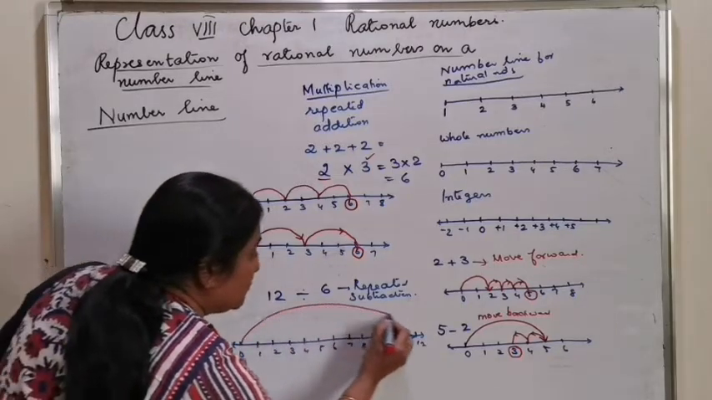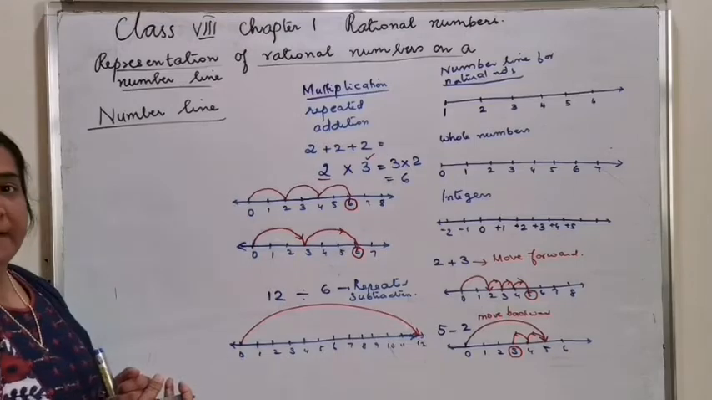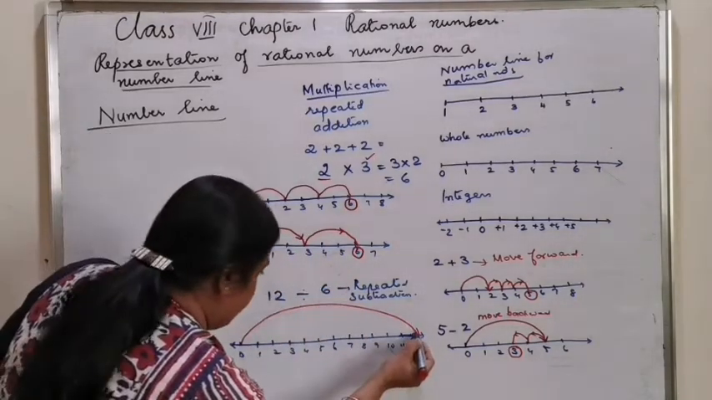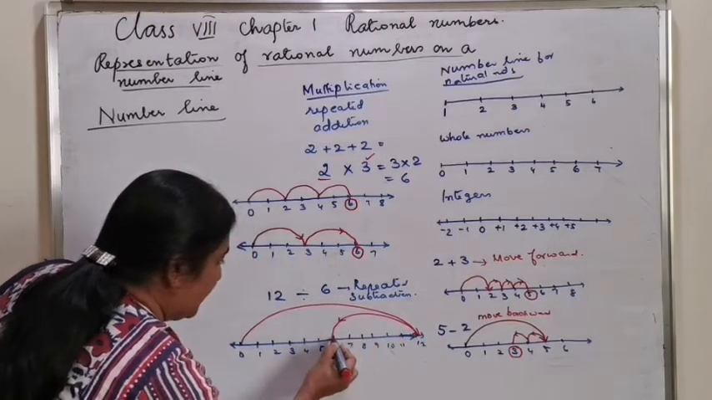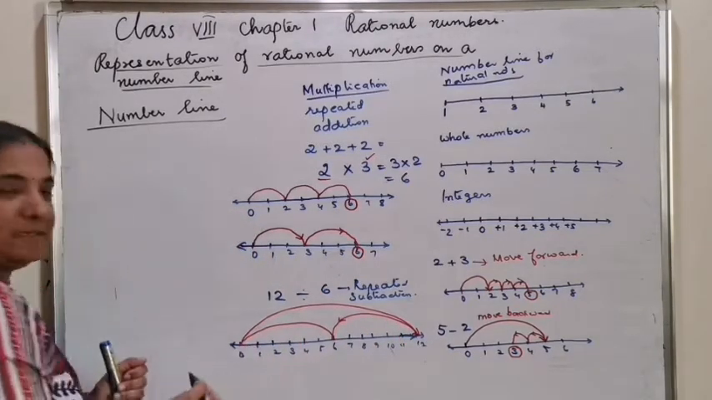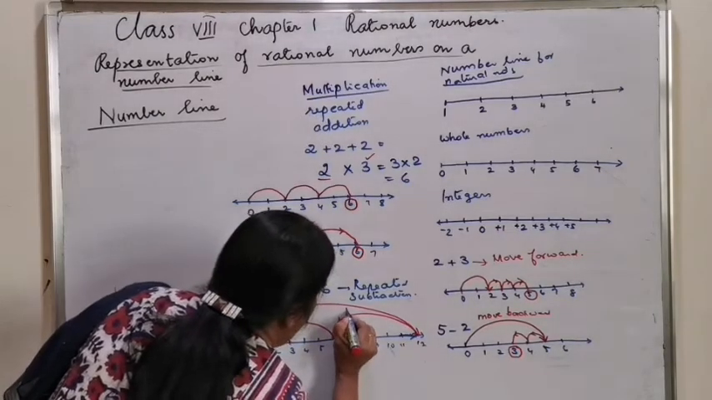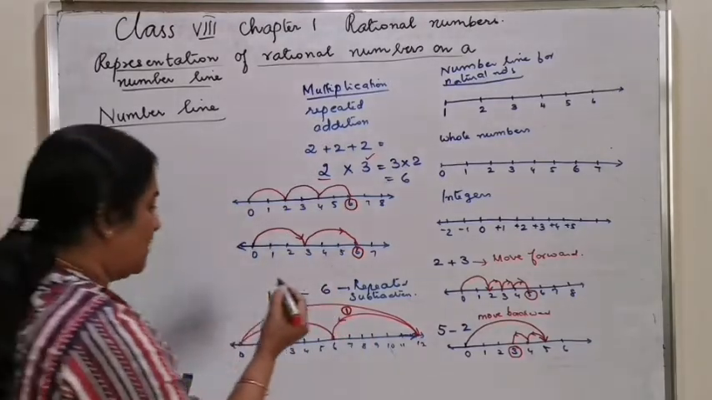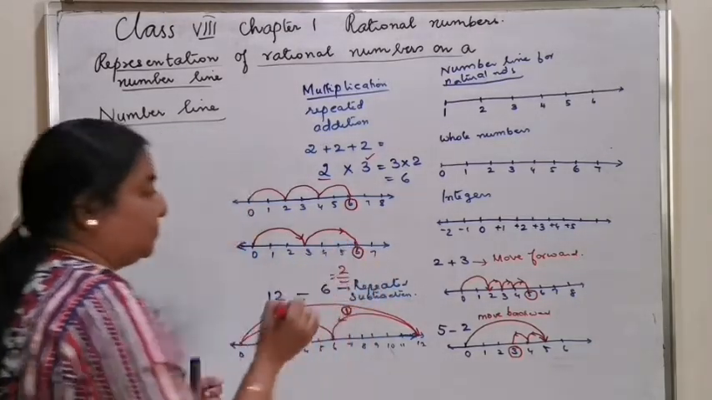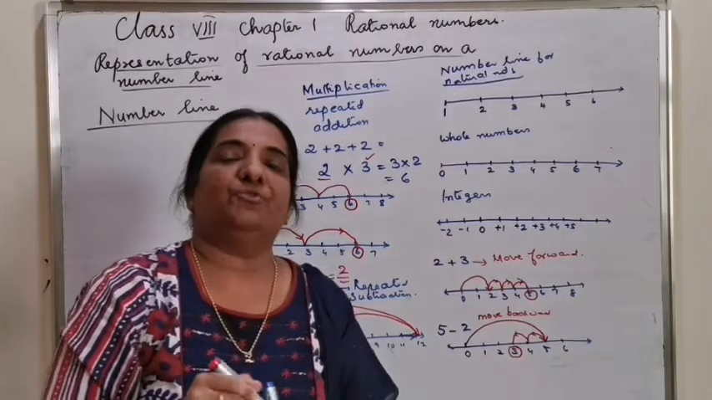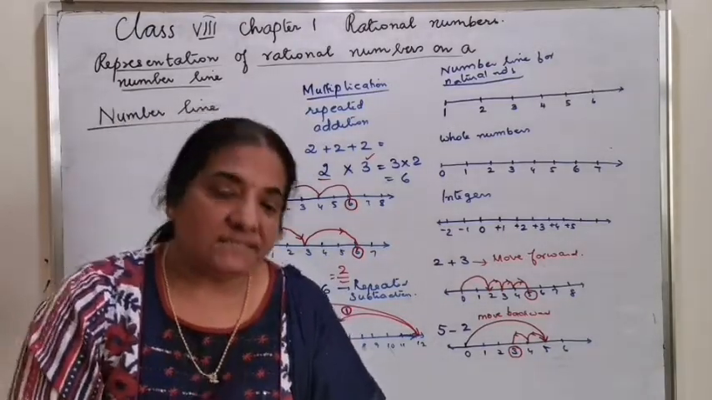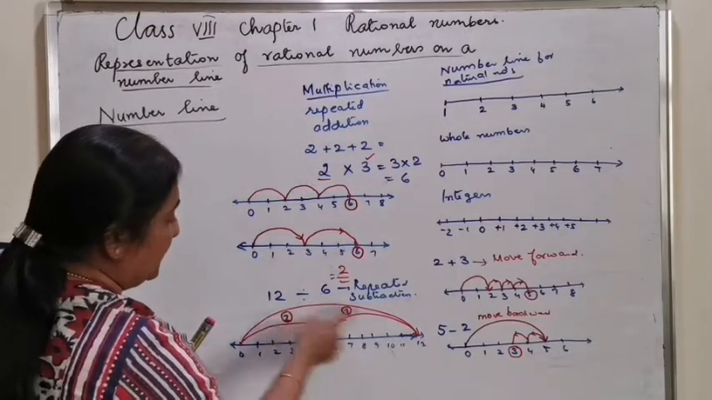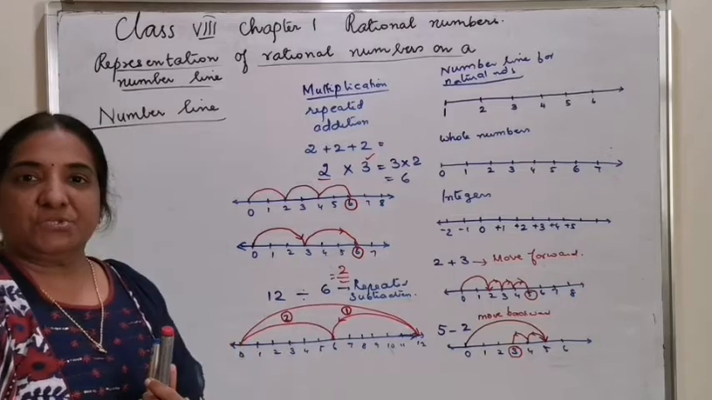From 0 to 12 you will move 1 step forward, and subtraction means move backward. Go back 6, that means up to 6 one time, another 6 one time. That means you have done 1, 2. That means 2 times you have come backward, so the answer is 2. That is how many steps you will move back to reach 0. You have taken 2 times from 12 first to 6, and again 6 to 0 it became.